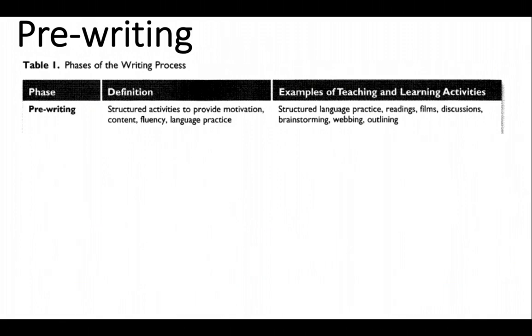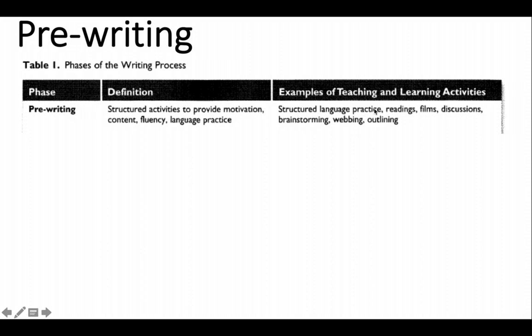First, we are going to look at the pre-writing phase. So here, this is basically where you give them structured activities. You give structured activities to your learners to provide them with motivation. Like, why do they really need to learn how to write a blog, for instance, or write a journal, or write a formal letter? You work on that here in the pre-writing phase. And then you focus on the content, the fluency, and the language practice that they will need when they are going to write. Examples that we have here are the structured language practice.